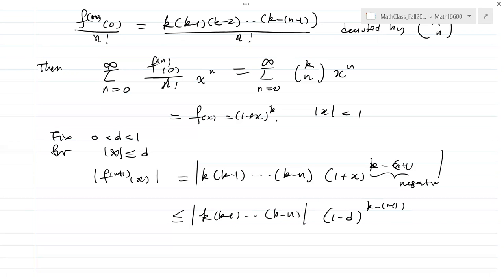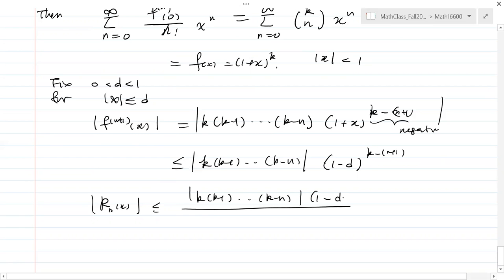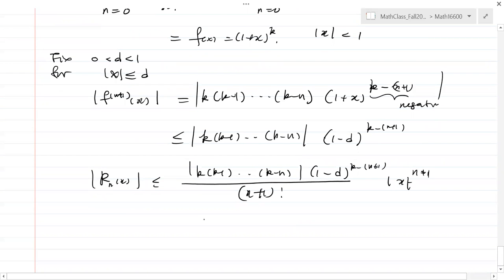And the difference between these two functions can be estimated by this upper bound, divided by n factorial, n plus 1 factorial, and here absolute x is less than n plus 1. So all I have to do is make sure this converges to zero as n approaches infinity. And you have to prove that.